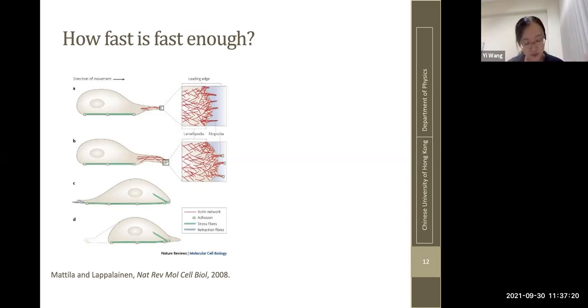Now our question is, all of this is a little bit hand-waving because you are only talking about a nanosecond simulation and time scale. If you put everything into the correct, physiological length scale and time scale, does it still matter? For that, we first had to figure out how fast is fast enough for us.